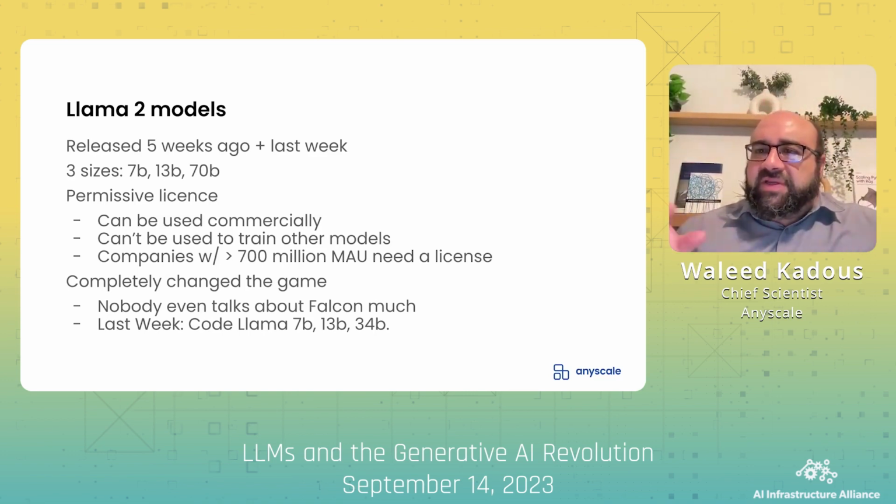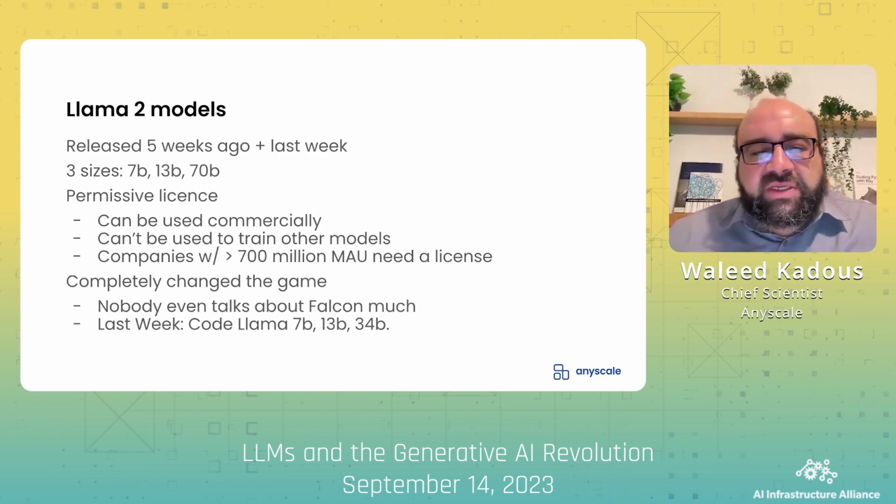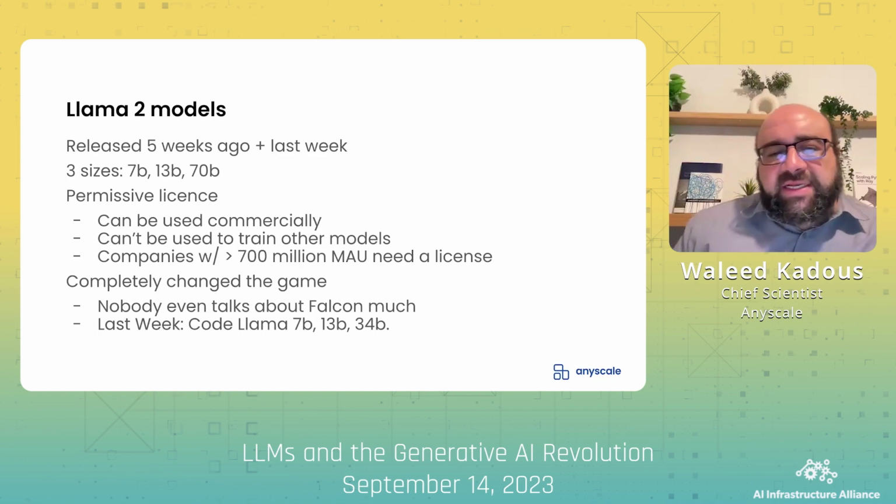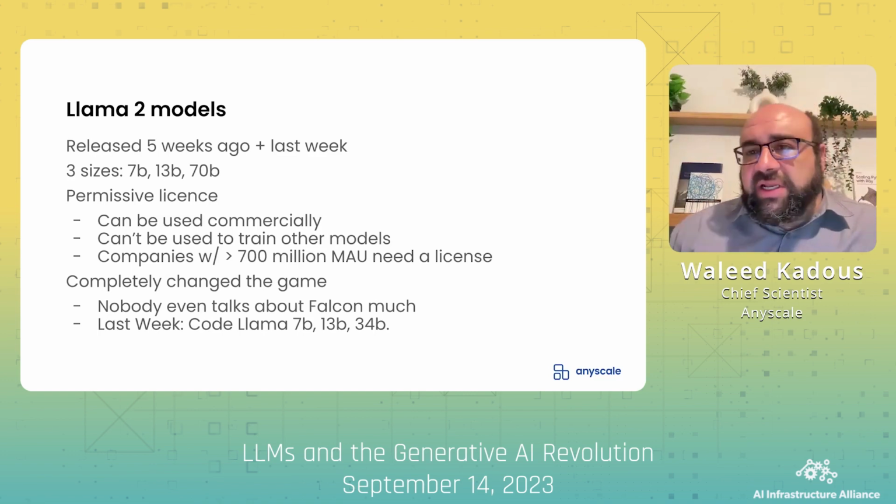Nobody talks about the previous best model, which was the Falcon models. And just to add more to this, in the last few weeks, Meta has also released Code Llama, which is a specialized version of Llama for working on code.